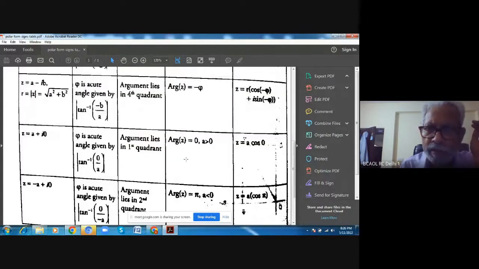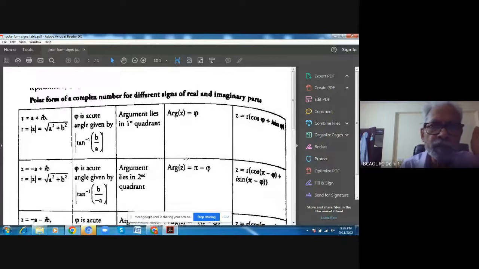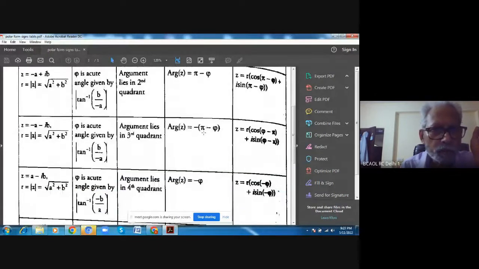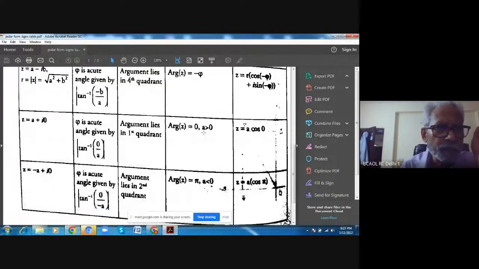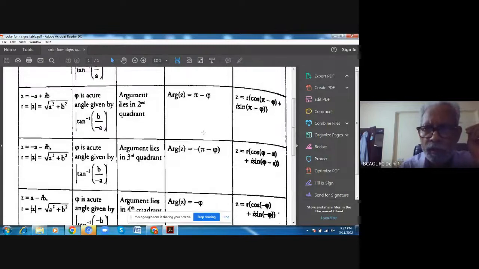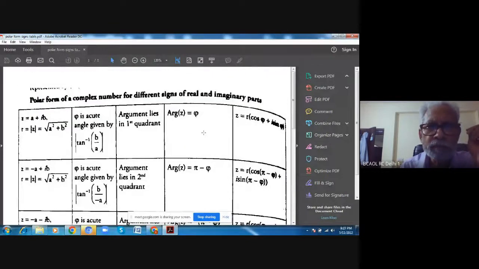It is only a single page chart, with different signs, real and imaginary parts. So this way you can remember it. If it is coming in this type of solution, then this chart will be helpful. Otherwise, it is not required everywhere.